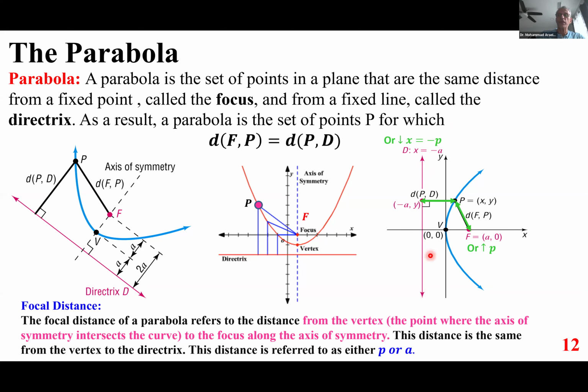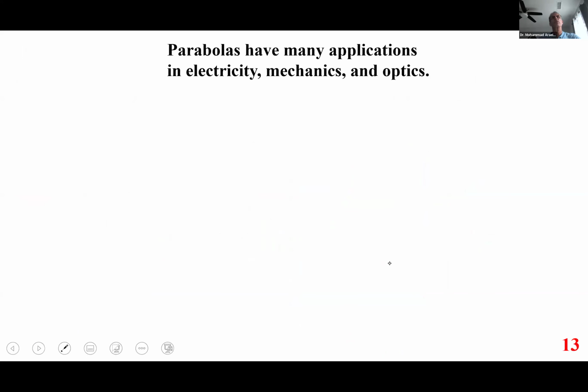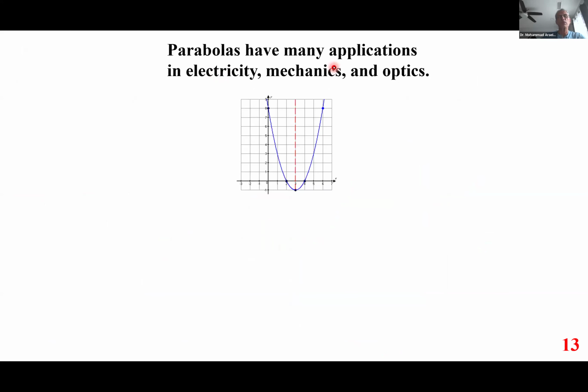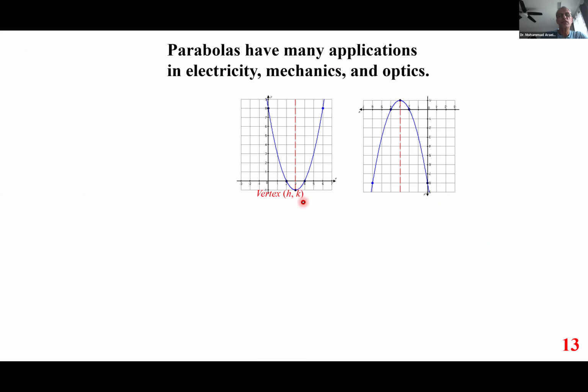So this is a vertical line. This is a horizontal line. So we follow the formulas accordingly. All right. Having said that, parabolas have many applications in electricity, mechanics, and optics. And I want to remind you, if it opens up or down, the vertex is located at h and k, right? In this case, the axis of symmetry has the equation x equals h, the x coordinate of the vertex.